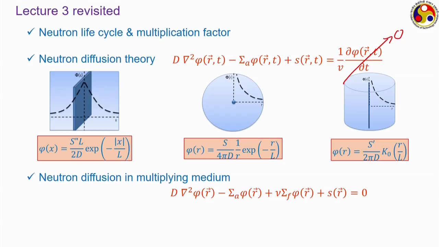This is only for a critical reactor, so we are taking 0 on the right hand side, and we have this additional term here, which represents the generation of neutrons because of fission. Here nu is the average number of neutrons produced per fission, sigma f is the macroscopic fission cross section, and phi of course is the neutron flux distribution.